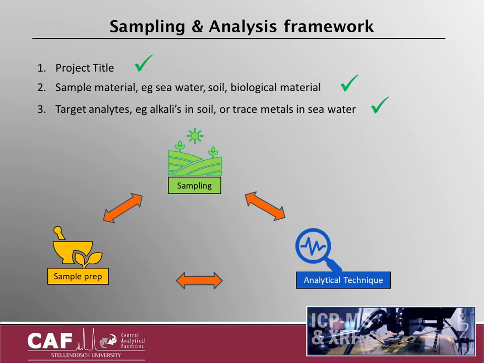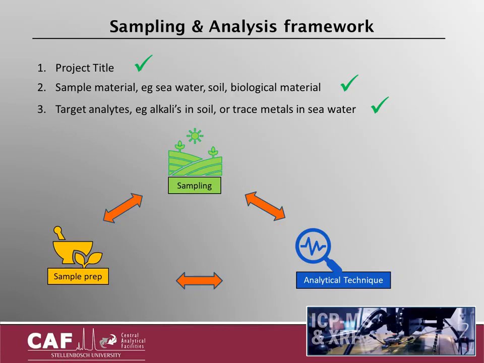So before we get to sample processing, we have to discuss some basic criteria for the very important first step of sampling, since errors here can completely void all the care taken towards good laboratory practice during our sample prep and analysis. So you have your project title, you know what sample material you're going to be working with, for example seawater or soil or biological material, and you know what your target analytes are going to be. For example, you're looking at alkalis in soil or trace metals in seawater.